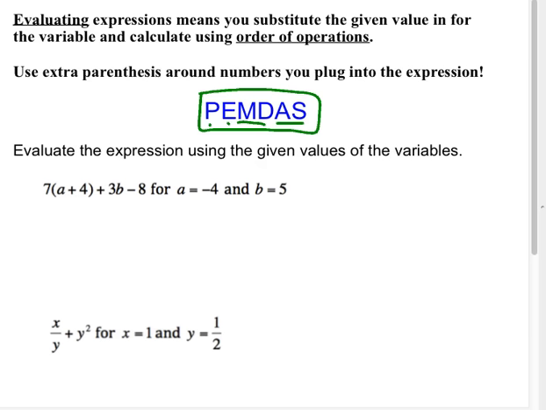Now, one of my key points here that I always recommend to my students is use extra parentheses. Okay, whenever you substitute in a number when you're evaluating, put an extra set of parentheses around it, because that way when you type it in the calculator, you'll be much more likely to get the right answer. Okay, sometimes you have to be smarter than the calculator. So, let's do some of these examples. Let's evaluate these.